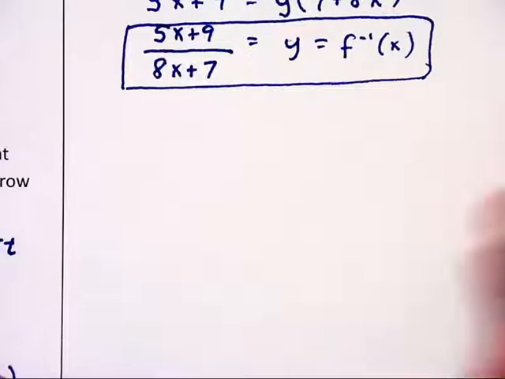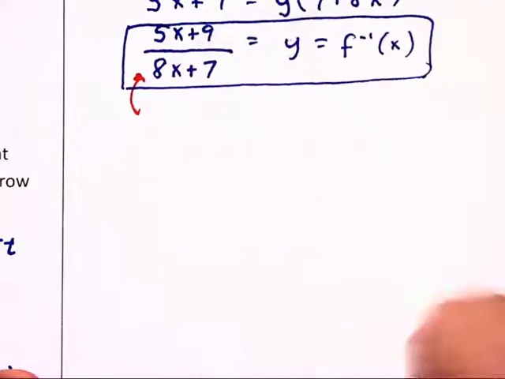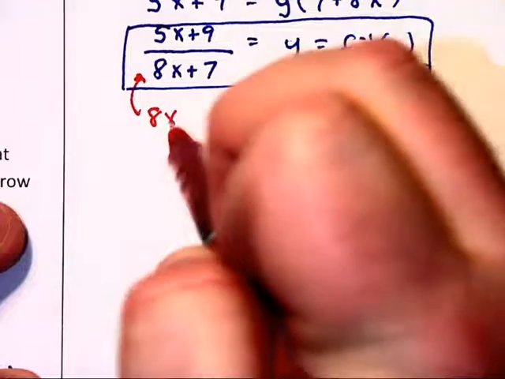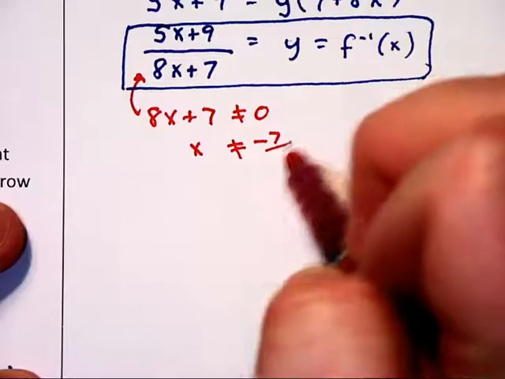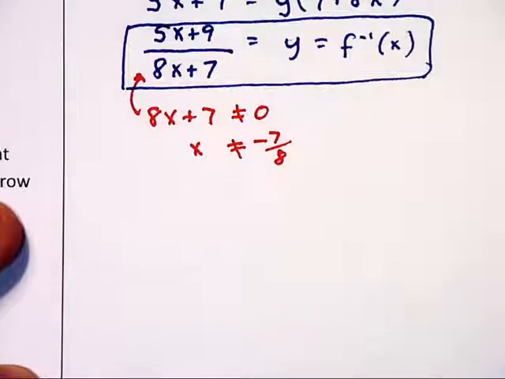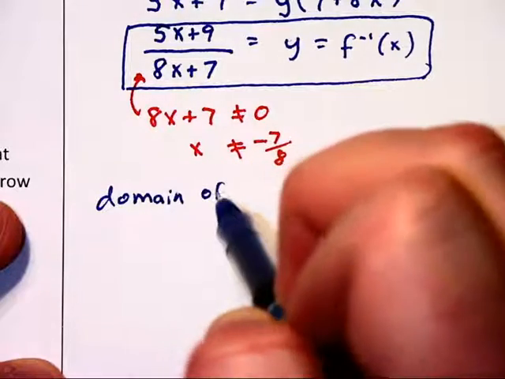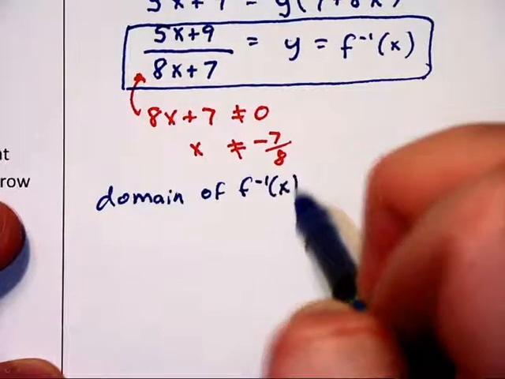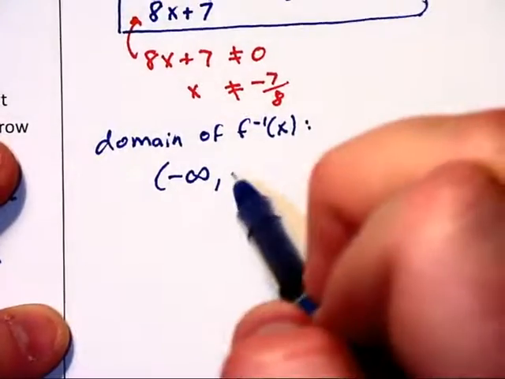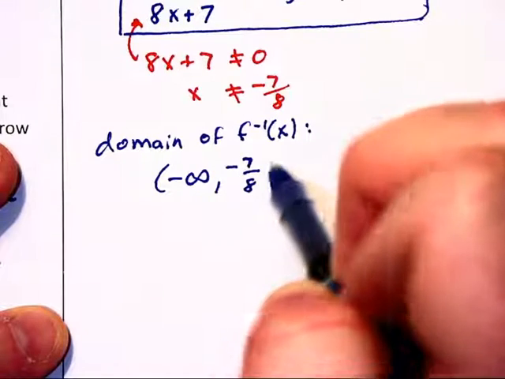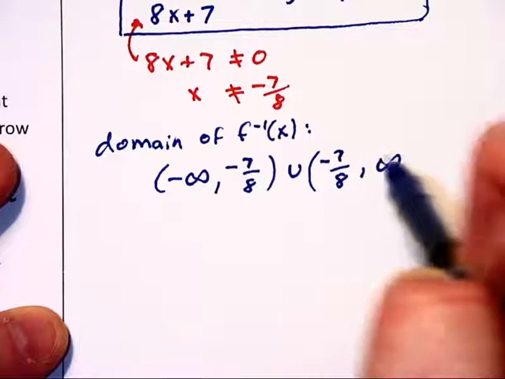Okay, now we need to find the domain of f inverse, and we know that that denominator cannot equal 0. So 8x plus 7 not equal to 0 means that x cannot equal negative 7/8. That being the case, the domain of, and I better write f inverse so we don't get confused, is going to be from negative infinity up to, but not including, negative 7/8, united with the interval to the right of negative 7/8.